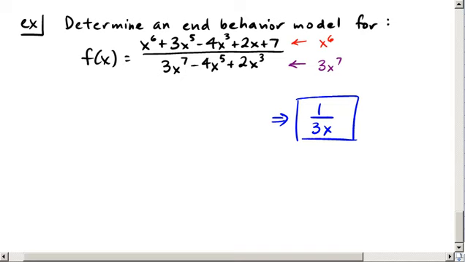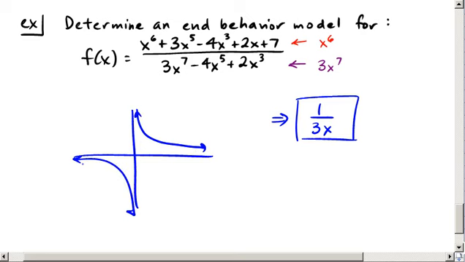So what this means is that you can look at the graph of y equals 1 over 3x, and you get a really good idea of what the function f is doing. Just a quick graph of 1 over 3x leads you to see that it's something like this. And so even though they didn't ask for this, we could say that there is a horizontal asymptote at y equals 0.